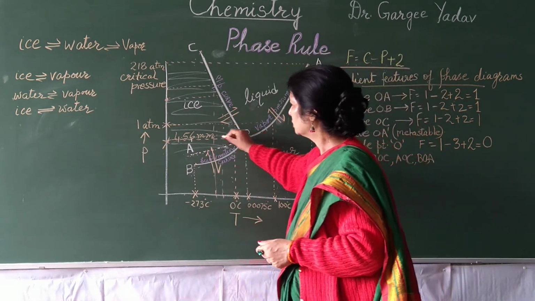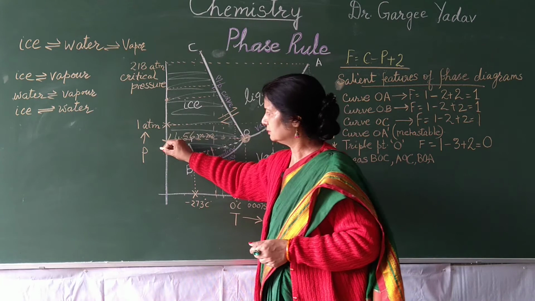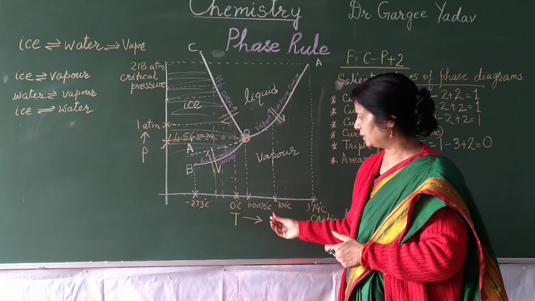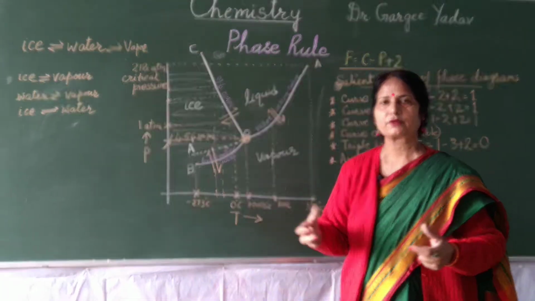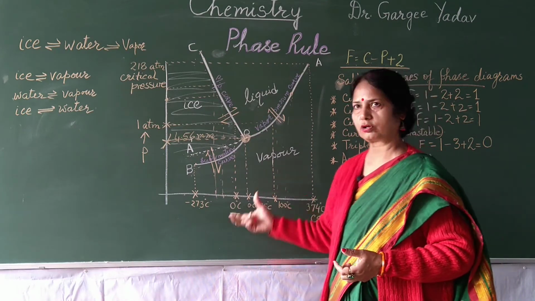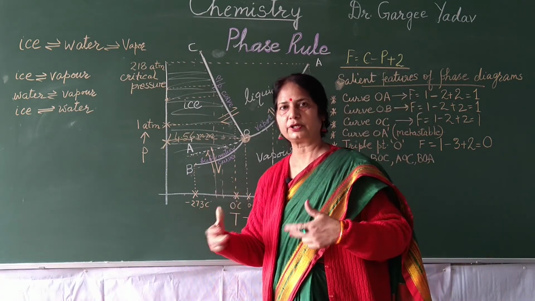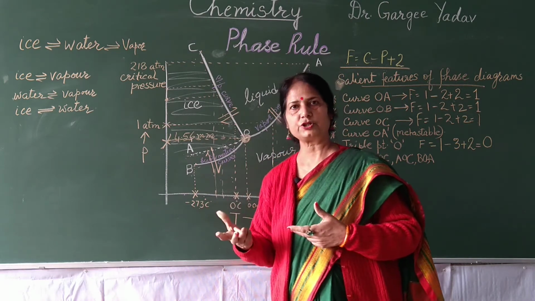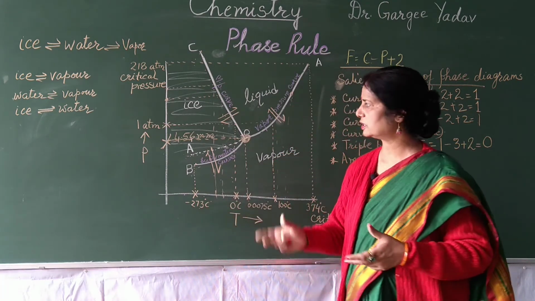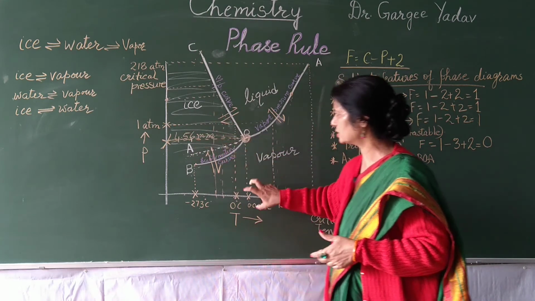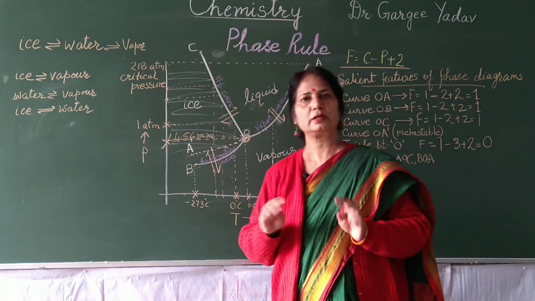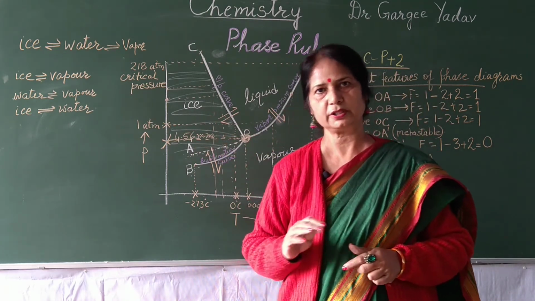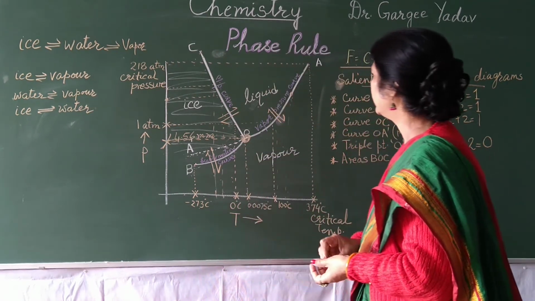So these two conditions, the pressure and temperature values, are fixed for the triple point, and we need not fix them. This is the meaning of the degree of freedom being 0. It means that we don't have to fix either the pressure or the temperature; they are automatically fixed. If we have this much pressure and this much temperature, then definitely the three phases coexist together with each other.